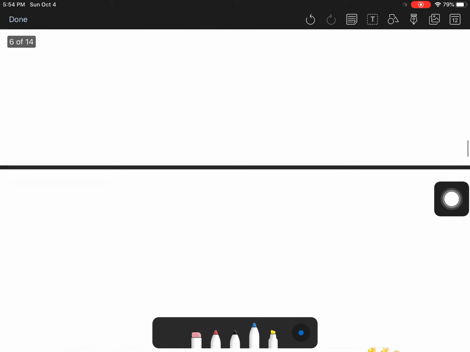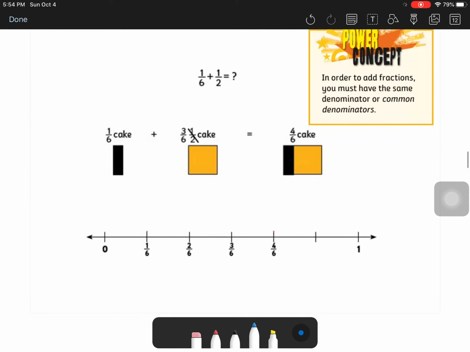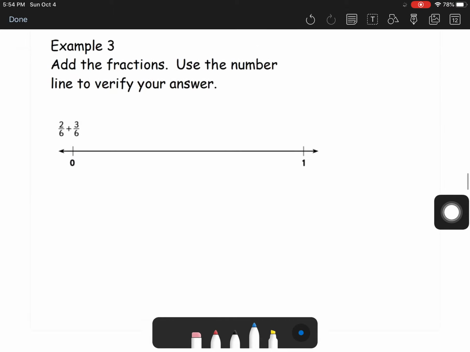So if we have 3/6 plus 1/6, now we can do that problem. So 1/6 here, the 1/2 we said was equivalent to 3 over 6. So now I can add 1/6 plus 3/6, which is the same as 4 over 6. Okay, so in order to add fractions, you must have the same denominators or common denominators. Okay, so that's what we're going to practice doing.